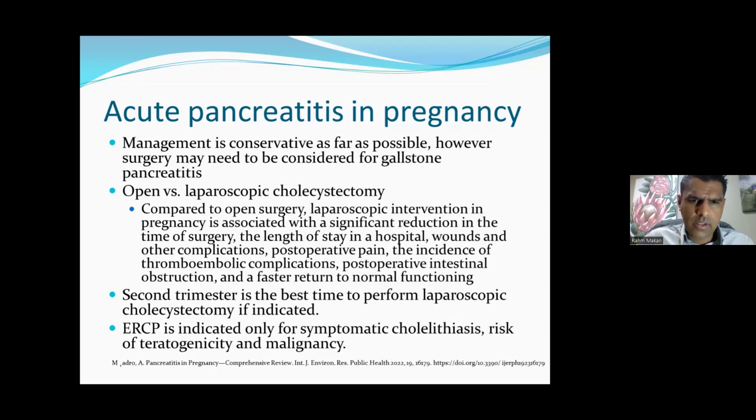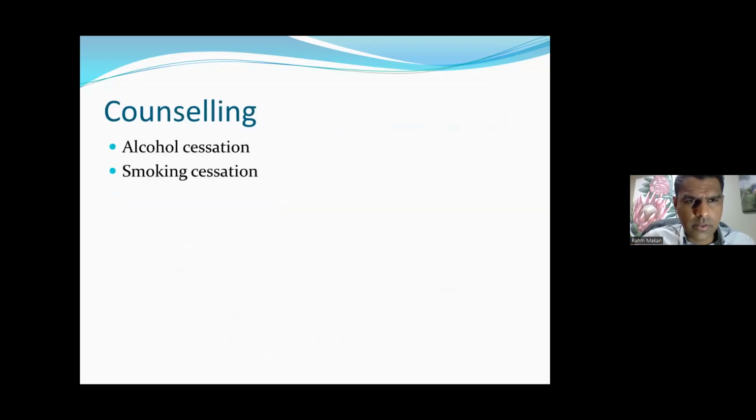Thanks. I just wanted to speak about the counseling. One should remember to address these etiologies while the patient is admitted, for alcohol and smoking.